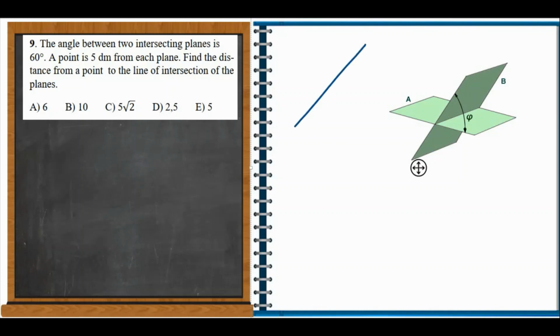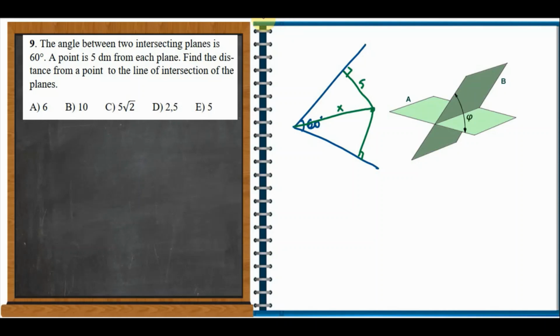So, planes as lines. Let's say the first plane is this and the second plane is this, and the angle between them is 60 degrees. If there is a point somewhere here which is the same distance apart from each of the planes, it's 5 and 5 here. Distance means that we must draw a perpendicular from this point to the plane, so those must be 90 degrees. Now we must find the distance from the point to the line of intersection of the planes. So the question is to find this line segment.